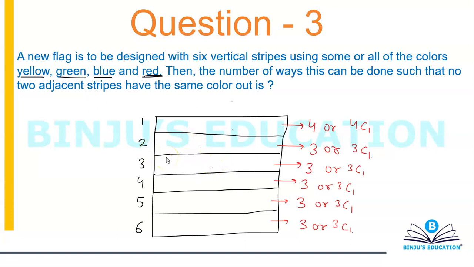Why 3 to the power 5 into 4? Because in order to color the entire flag, you need the color on the first stripe and second and third and fourth and fifth and sixth. So that is simply 4 into 3 to the power 5, because you will be multiplying 3 five times, and that will be your answer.